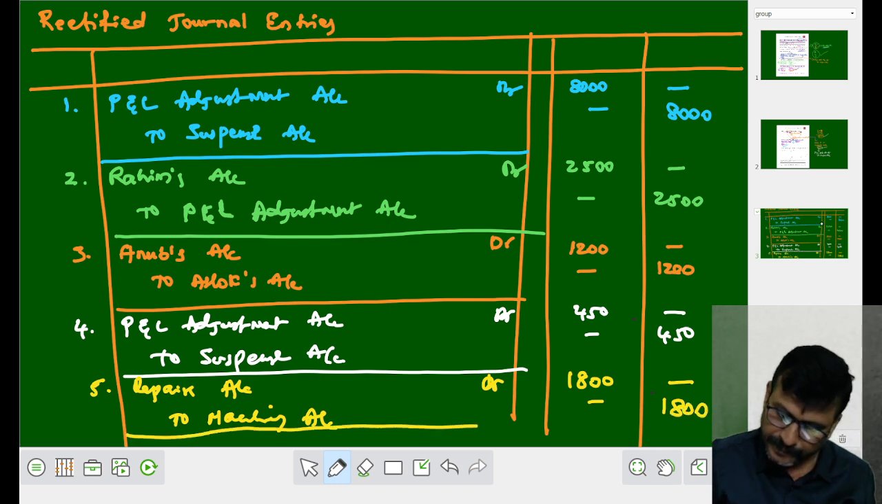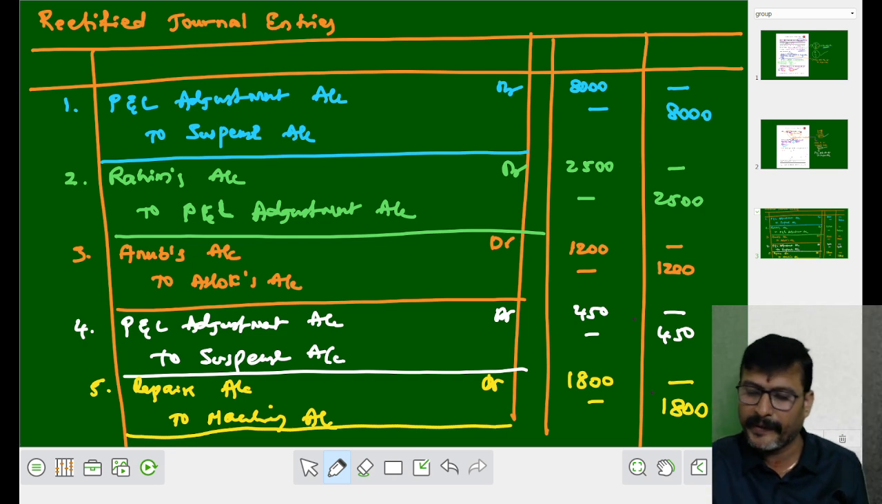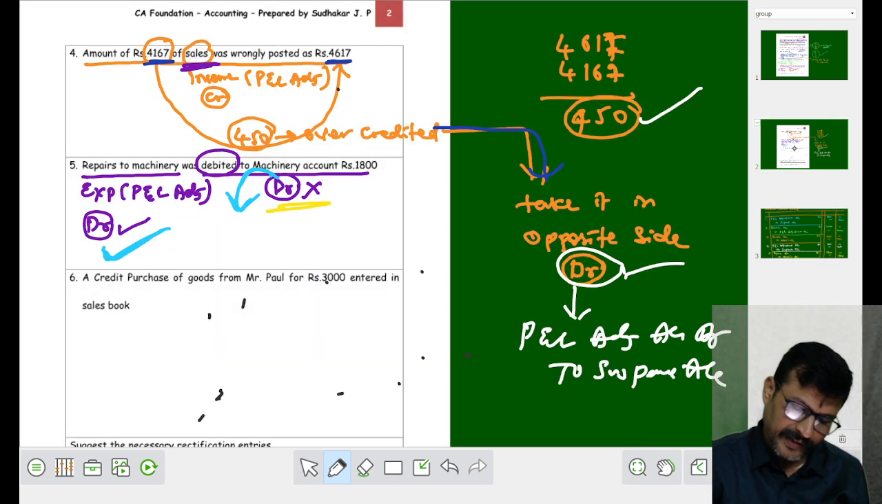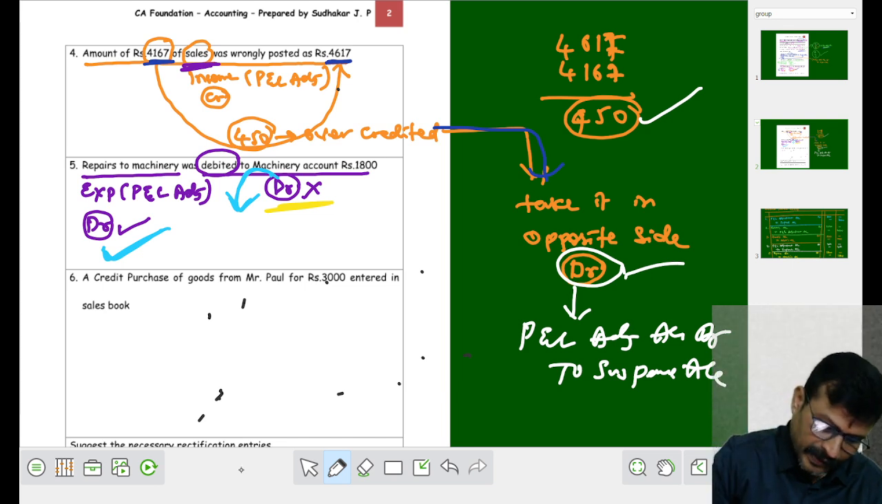Being wrong debit to machinery account is rectified. Wrong debit to machinery account is rectified. Shall we move on to the next one?